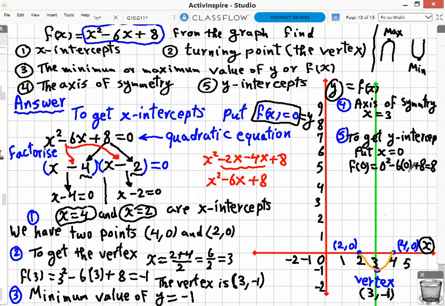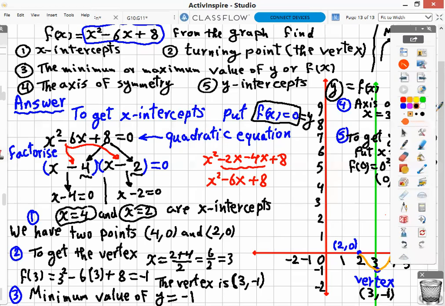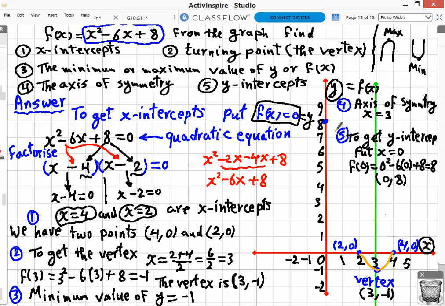Very good. Then what is the point? 0, 8. You understand? Where is 0, 8? Here. Then we can extend our graph to this point. And you must get the opposite point for the other side, for the axis.